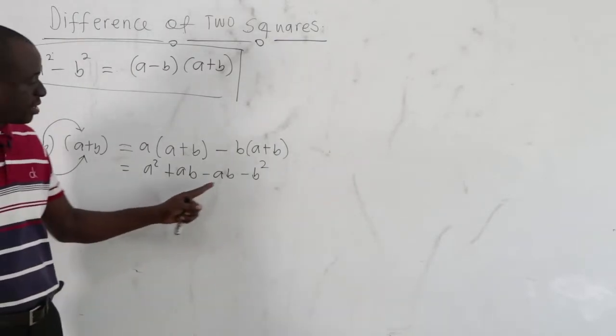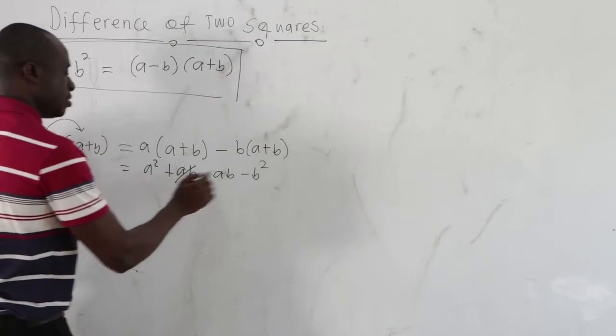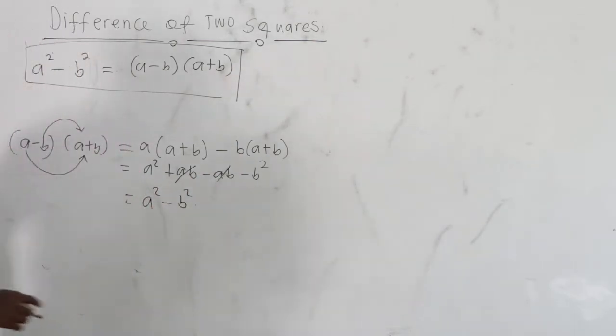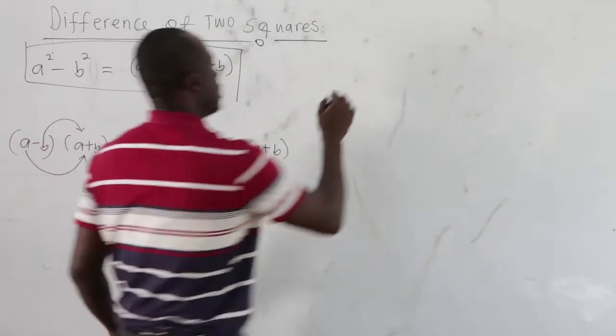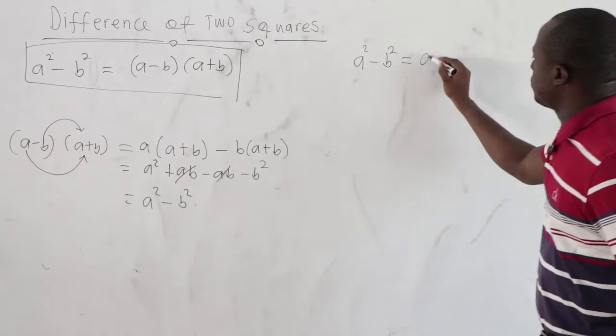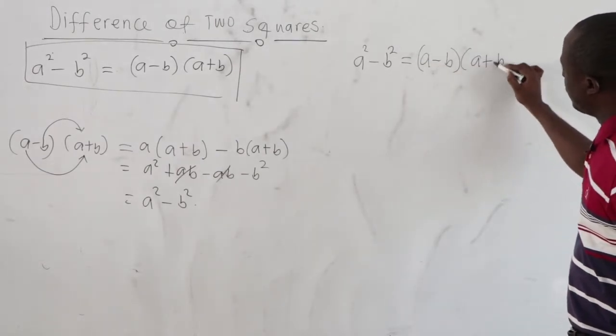Here what can we see? ab and ab. We have positive ab and negative ab, which cancel out. So you have a squared minus b squared. So all that we are saying is that anytime we see a squared minus b squared, this is just equal to a minus b, and then we have a plus b.